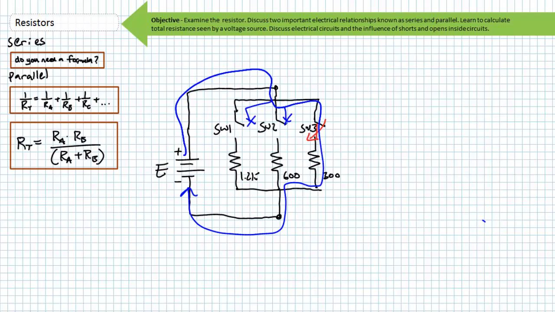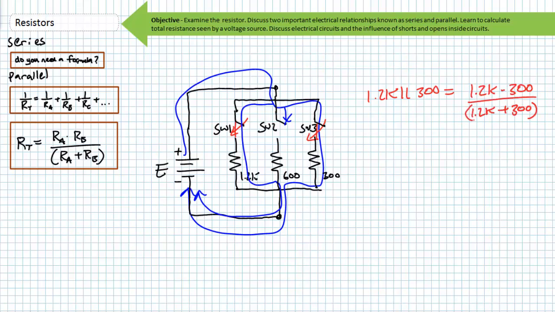Those 3 iterations should have been pretty easy. The real fun begins when we start opening and closing these switches in different combinations. Say, for example, I kept switch 3 closed and closed switch 1 simultaneously. In this case, it's a 1.2 kilo ohm in parallel with a 300 ohm resistor, or 1.2K in parallel with a 300 is equal to 1.2K times 300 divided by 1.2K plus 300, or 240 ohms of total resistance for the switch 1, switch 3 combination.